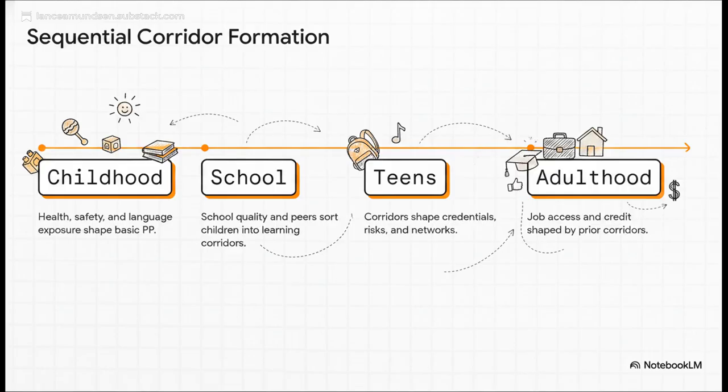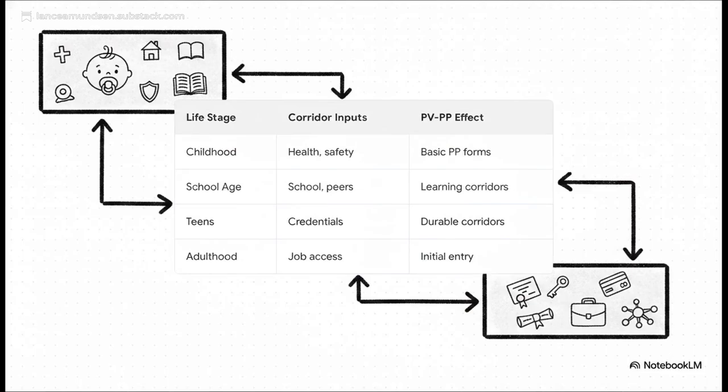They enter it after years and years of sequential corridor formation, passing through early childhood, school age, adolescence, and finally early adulthood. This framework shows us exactly how the corridor you exit in one stage strictly dictates the corridor you enter in the very next stage. It's like an unbreakable chain.